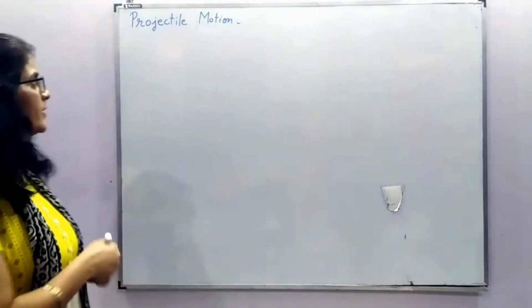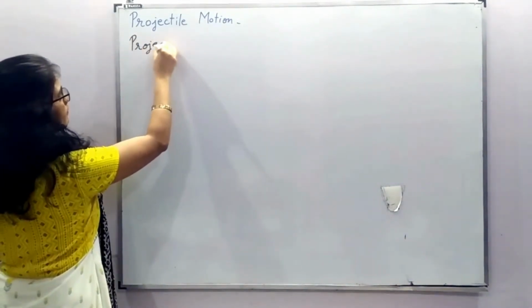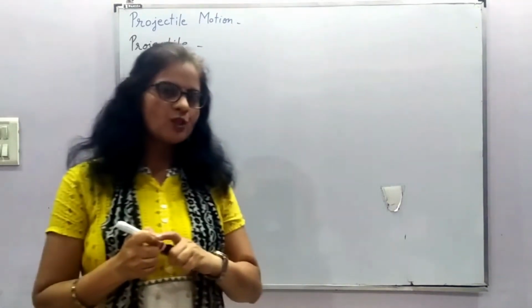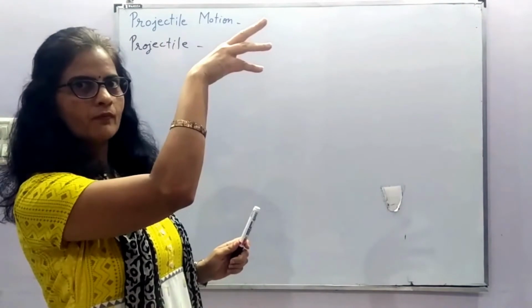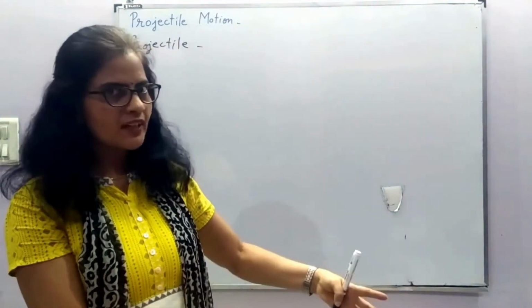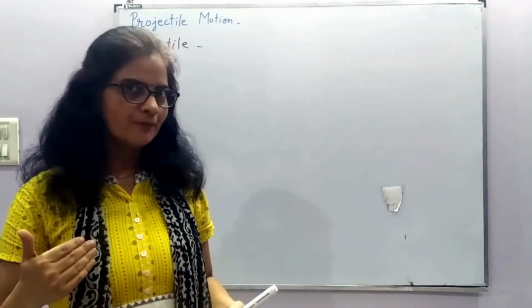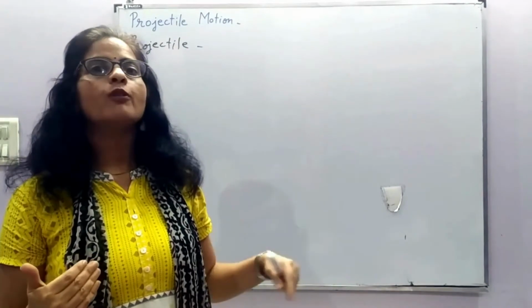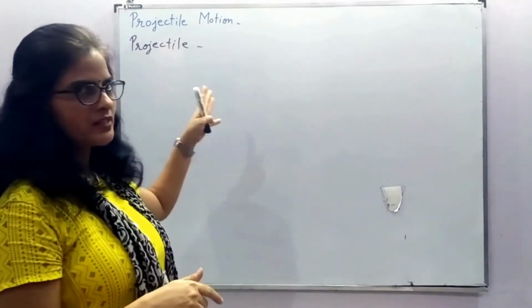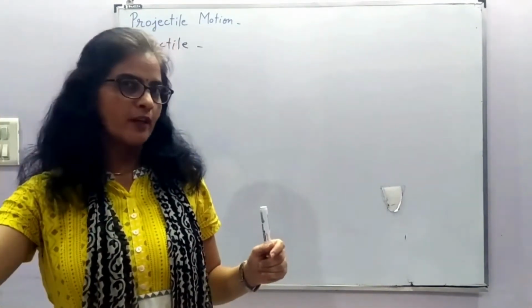So projectile is a body which, once thrown in air, moves under the effect of gravity alone without being propelled by any engine or fuel, and it follows two-dimensional motion, right? So what are the different points? I'm not going to write the whole statement as it is. I'll write the main points, right?